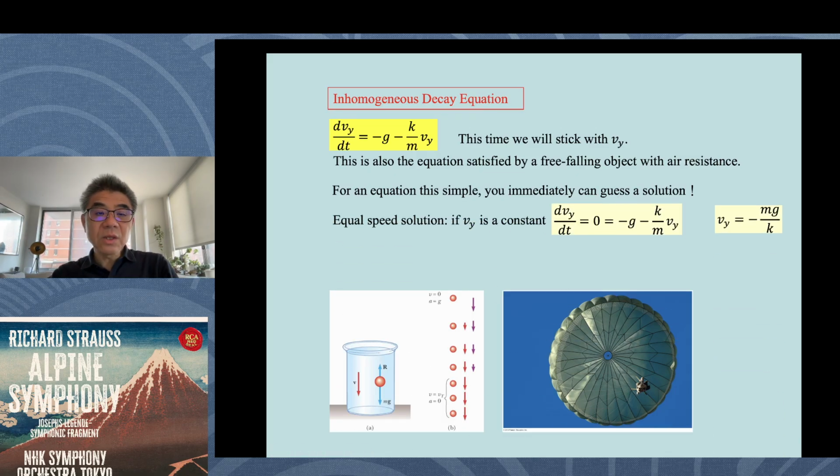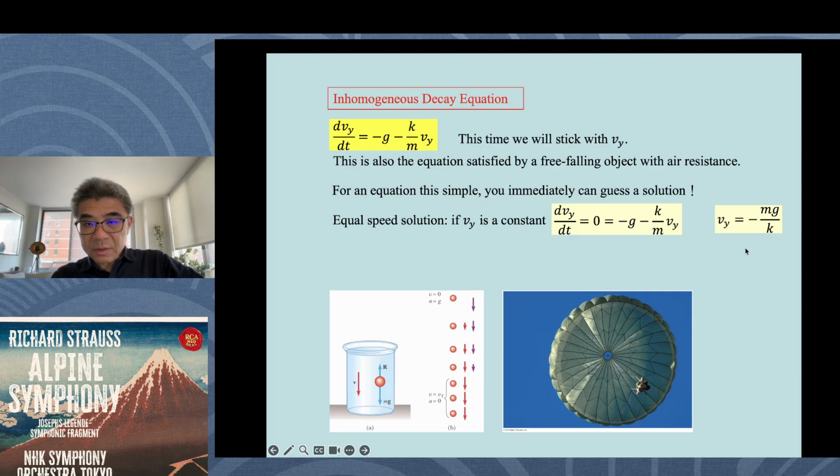We call it the equal speed solution. Remember that if Vy is a constant, that's why we call it equal speed. If Vy is a constant, then dvy dt is just equal to 0. So if dvy dt is equal to 0, then minus g minus k over m Vy is also equal to 0 according to the equation of motion. Therefore, Vy would be equal to minus mg over k.